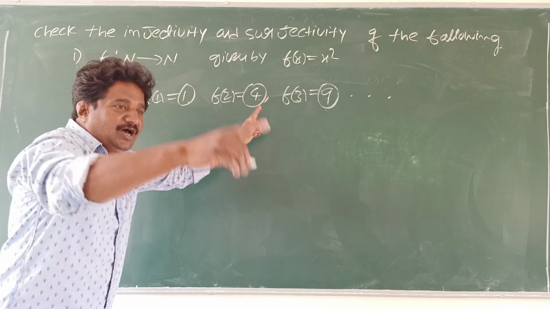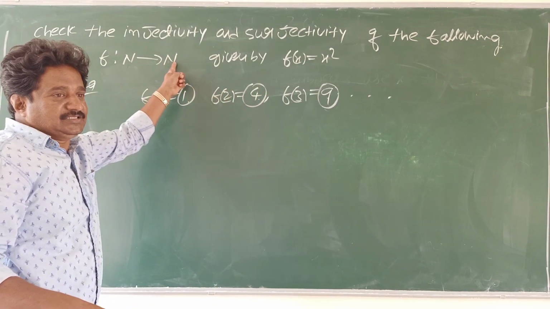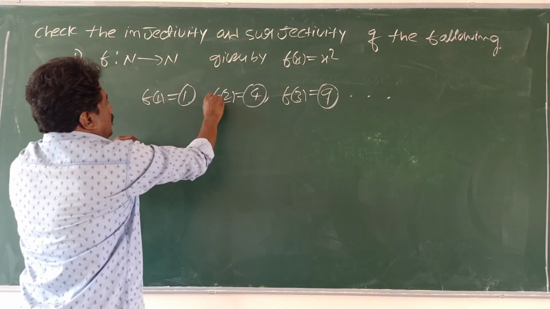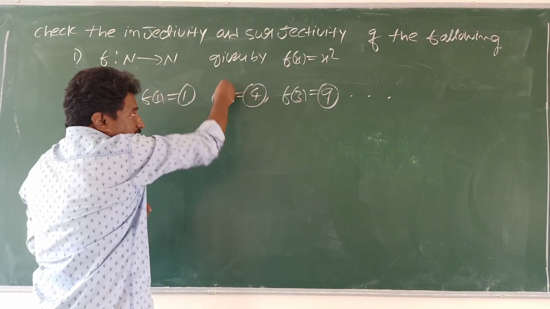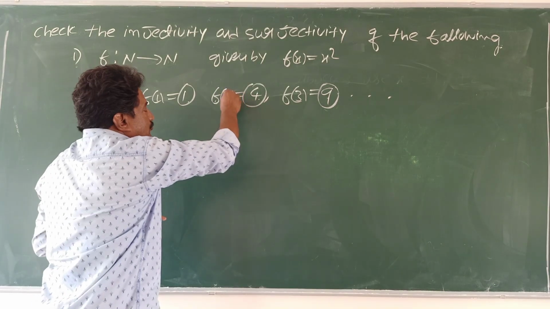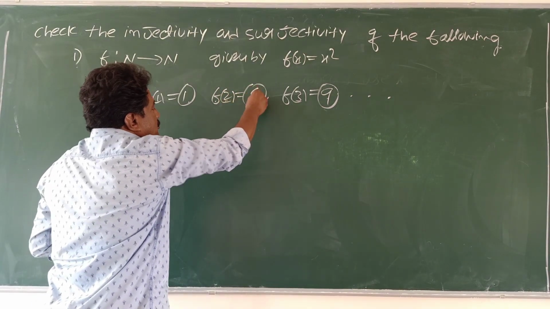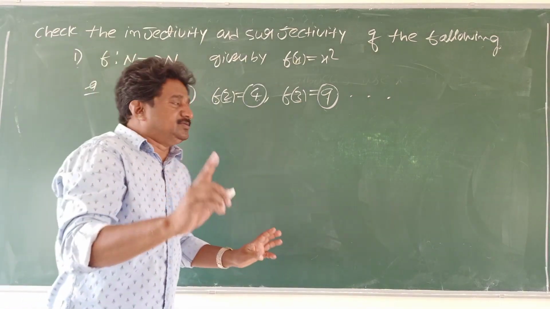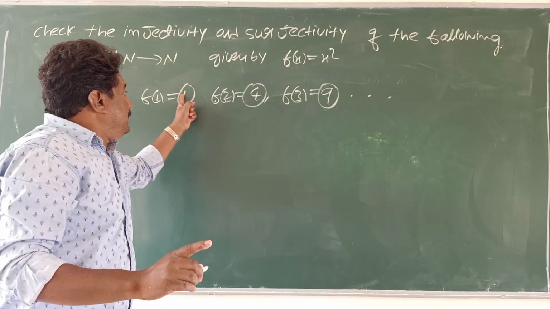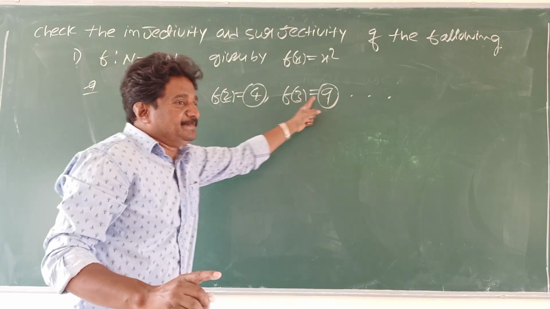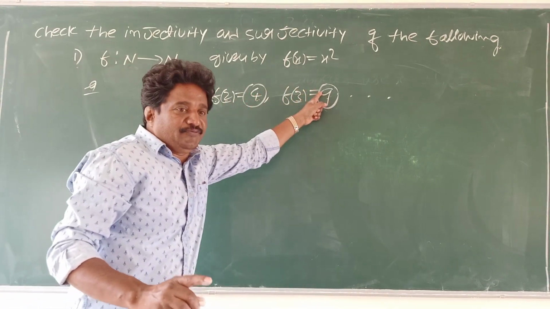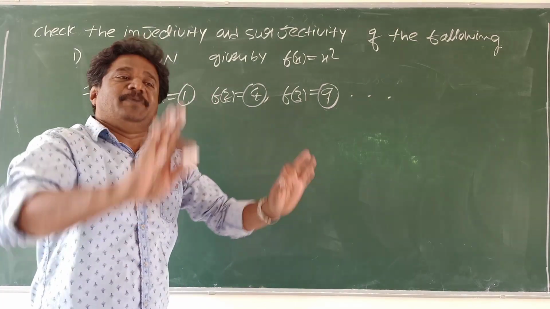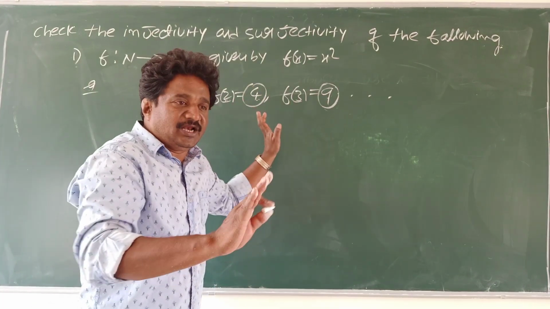Images mean y values. y values always belong to the second set. These values are x values. f(x) means this should be the x value. If this becomes the x value, this must be the y value. Images are nothing but y values. Look, students, images are different. If images are different, surely it must be one-one. Different elements are related to different images.